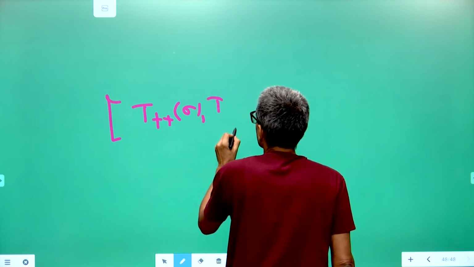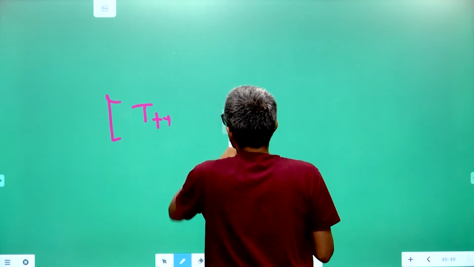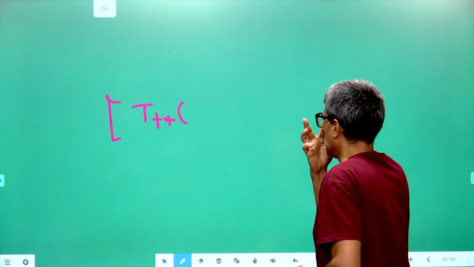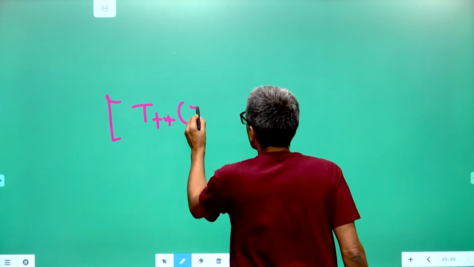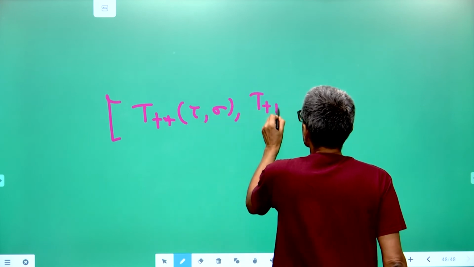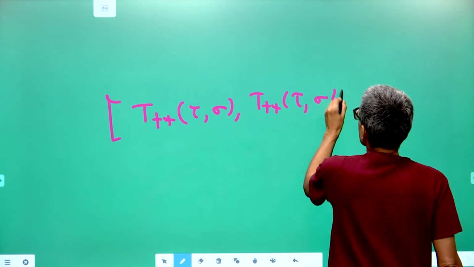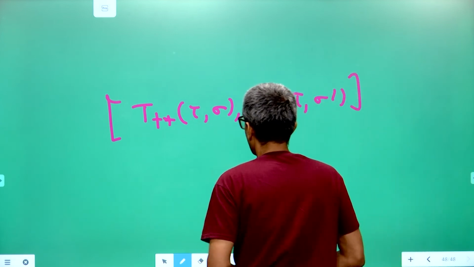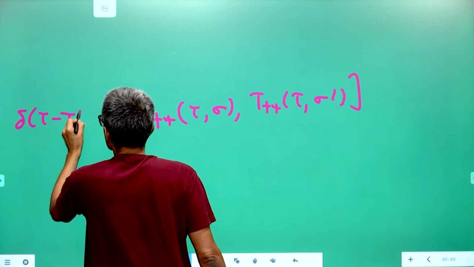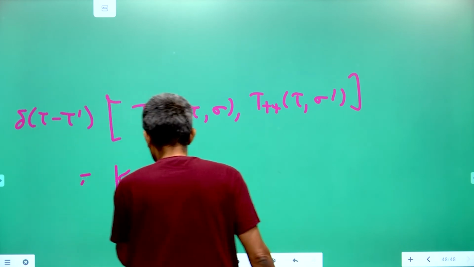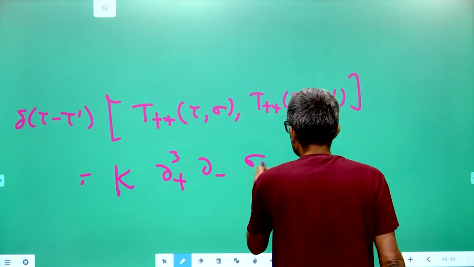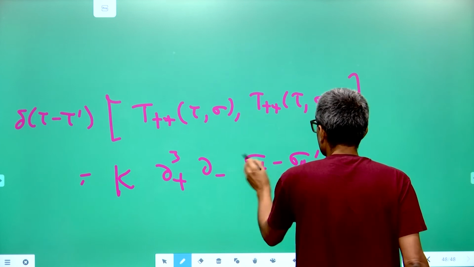T plus plus at tau sigma comma T plus plus at tau sigma dash, this commutator, into delta tau minus tau dash is equal to a constant times dou plus cube into dou minus acting on sigma plus minus sigma plus dash inverse.